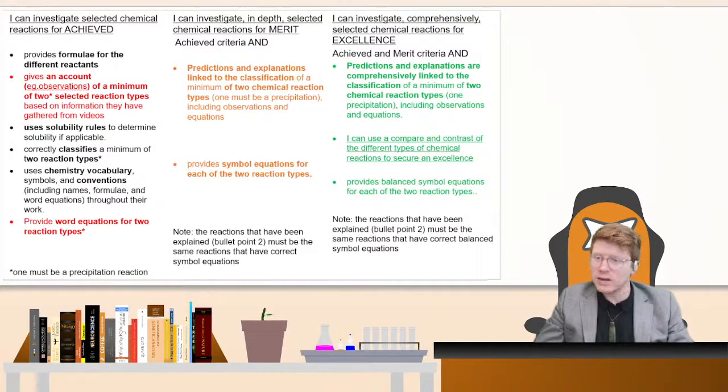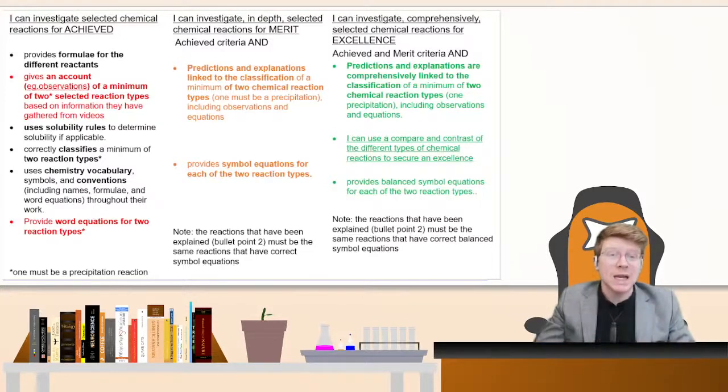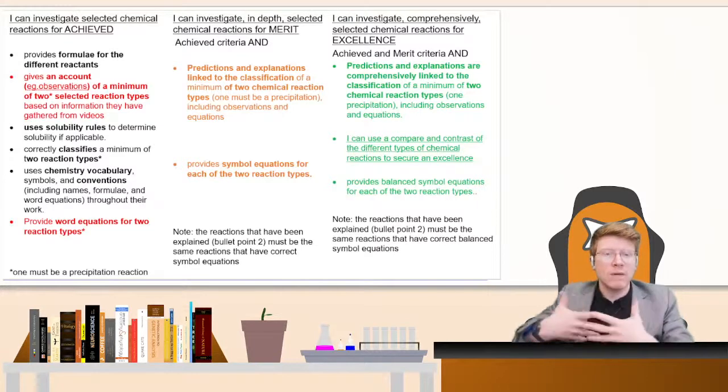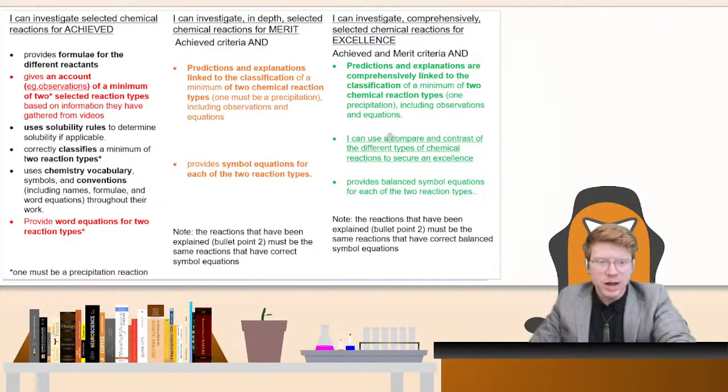For those of you going for merit and excellence, as we talked about before, you can use these ideas here as the focus for us to work on. It's about explaining the why you have seen what you've seen, and linking together your observations, your equations, all of this sort of stuff, and then looking to do symbol equations and then to balance those. This compare and contrast section is the excellence level requirement that distinguishes a merit from an excellence, right? And there's some details about how to do that.